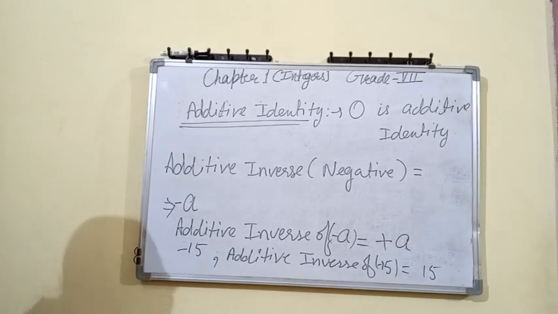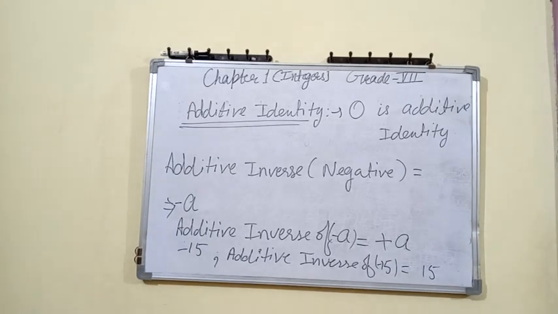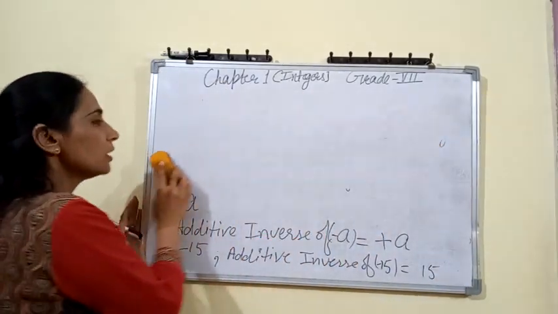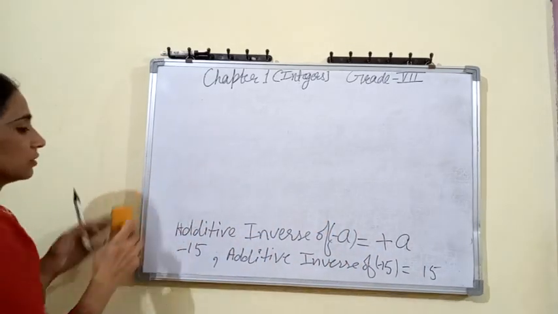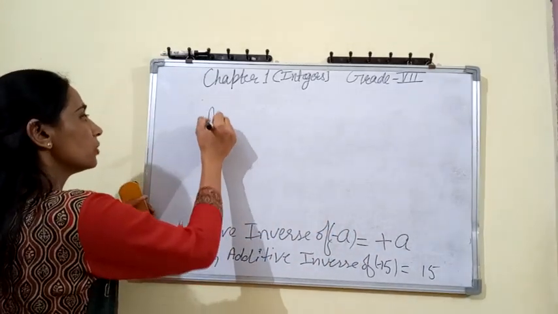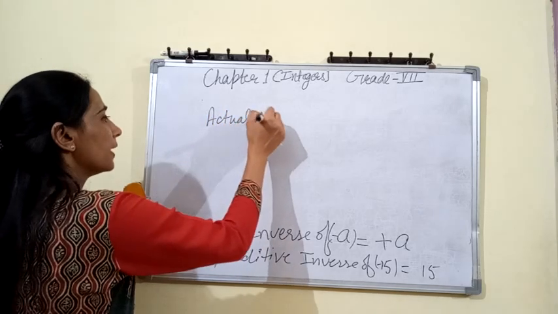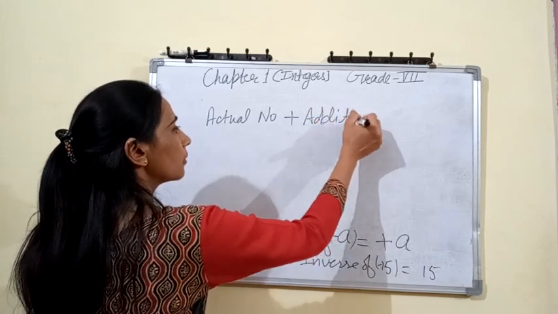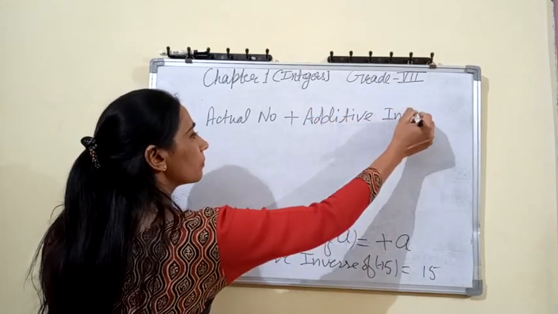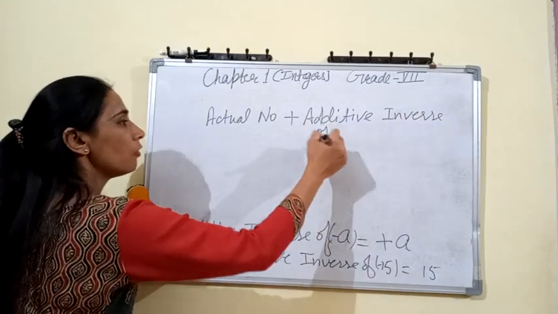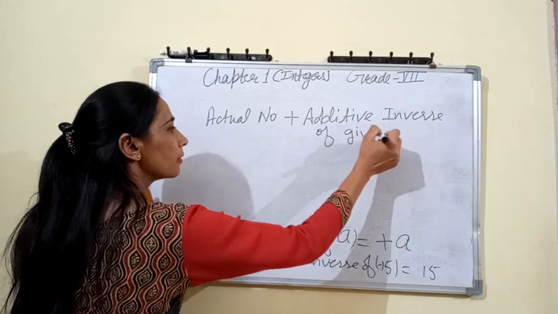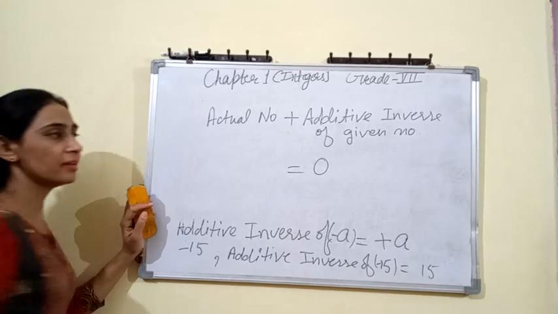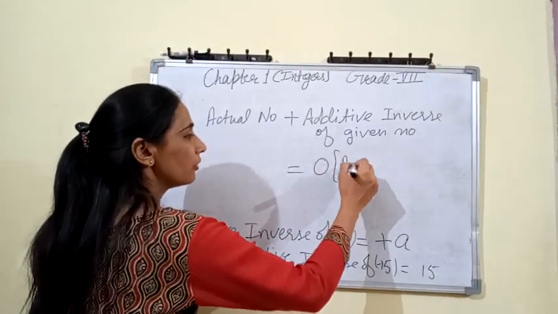One more thing about this: if you are adding the actual number and its additive inverse, means the actual number plus the additive inverse of that number, what will you get? You will get 0. And what is that? That is our additive identity.